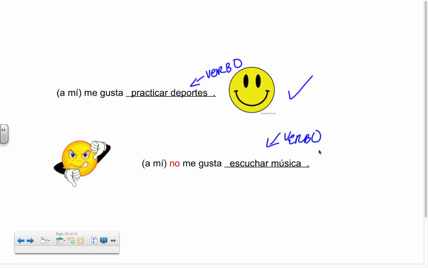But "no me gusta," "a mí no me gusta escuchar música." I don't like to listen to music. So we have those done already. We have the "no" in here to make this negative.